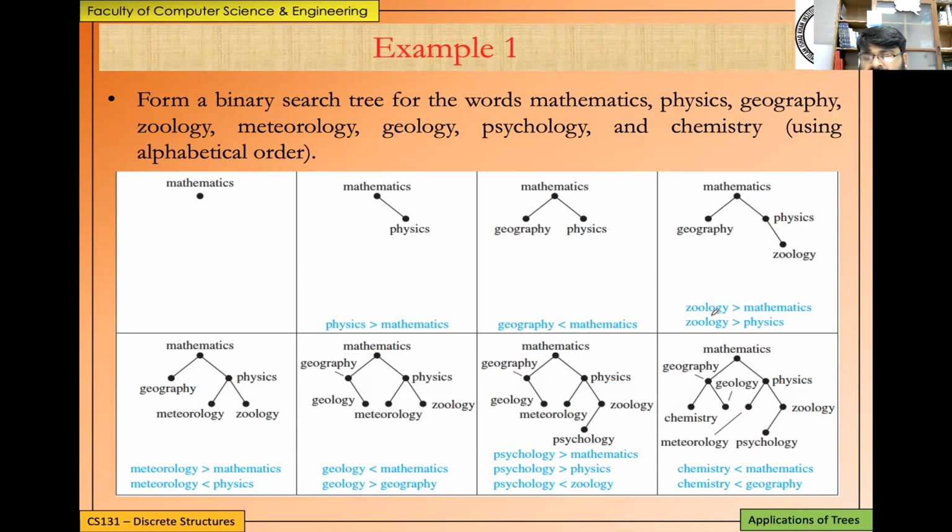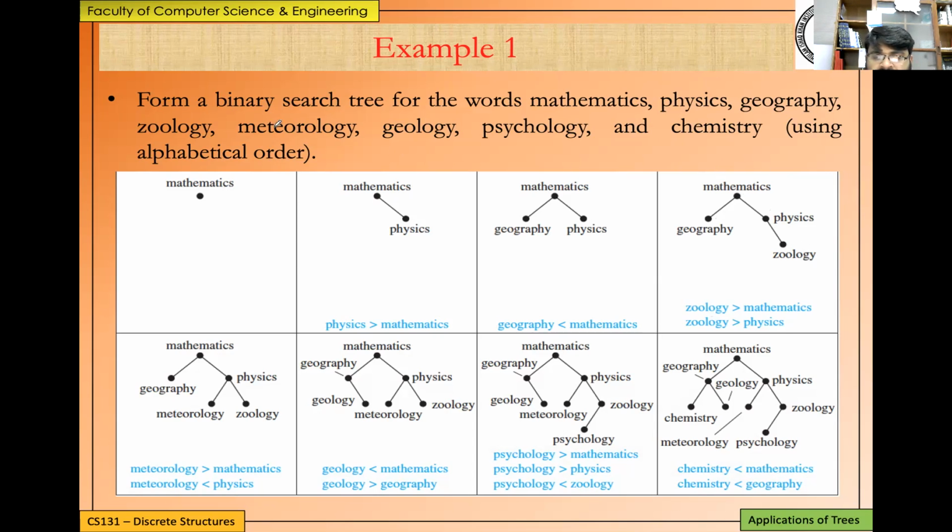The next value that we get is zoology. And zoology is greater than mathematics, so we move to the right side. It is greater than physics as well, so we further move down, right? And here, since physics does not have a right child at all, zoology is going to be inserted as the right child of physics.